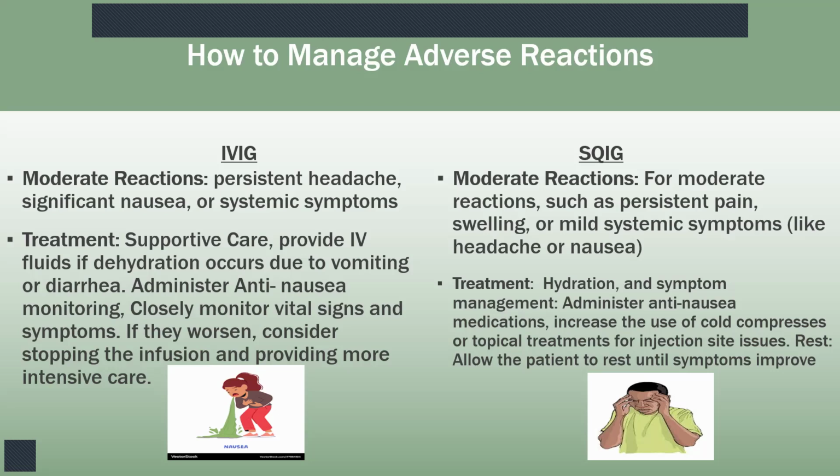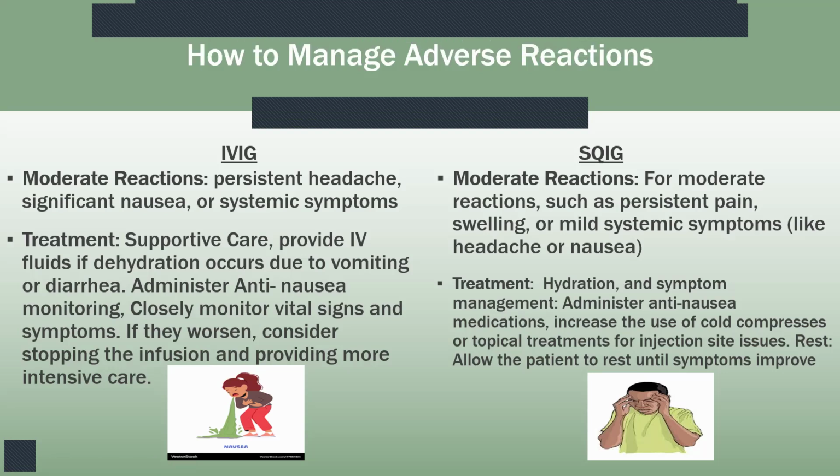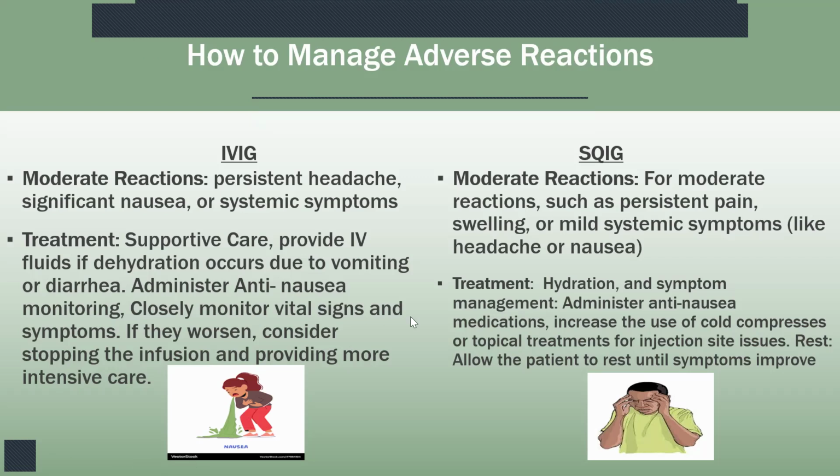And with the subcutaneous, kind of the same. They will have persistent pain, swelling, and mild systemic reactions like headache or nausea. And with that, you're going to encourage them to drink. You're going to give them Zofran or some other kind of anti-nausea medicine and give them cold compresses and just help them as much as possible with injection site reactions.